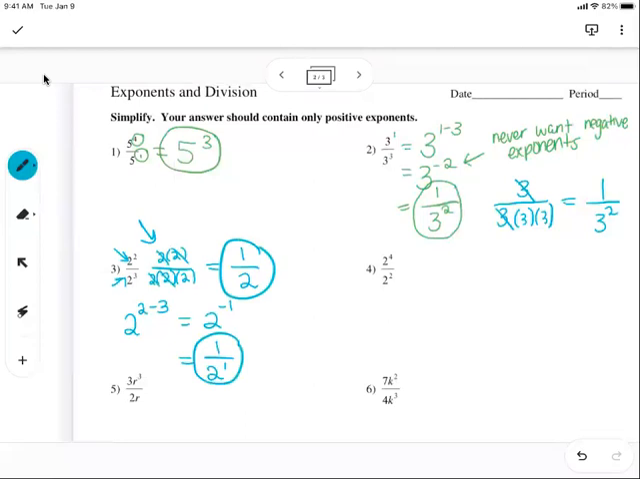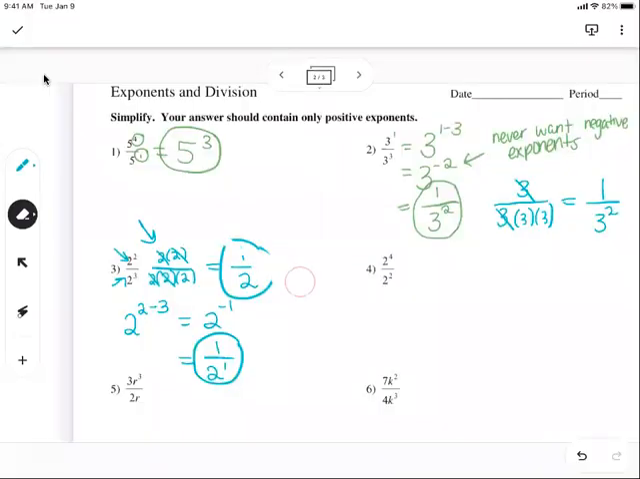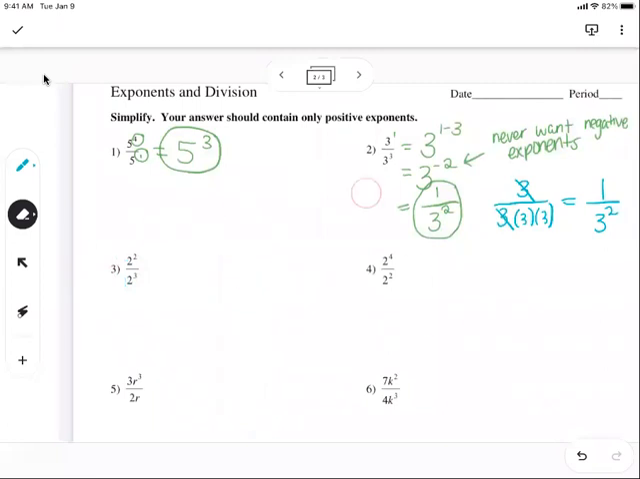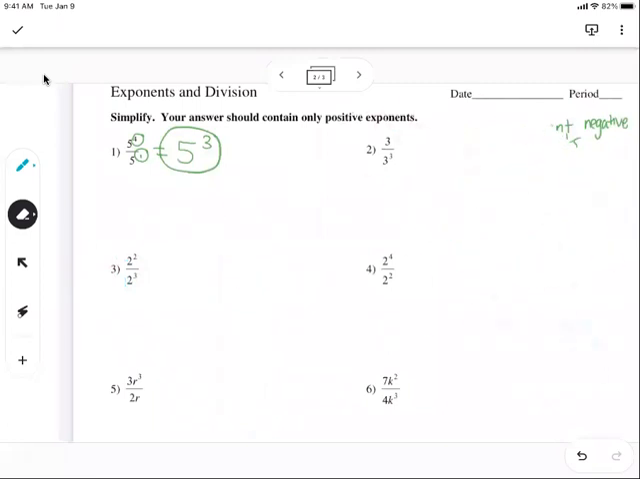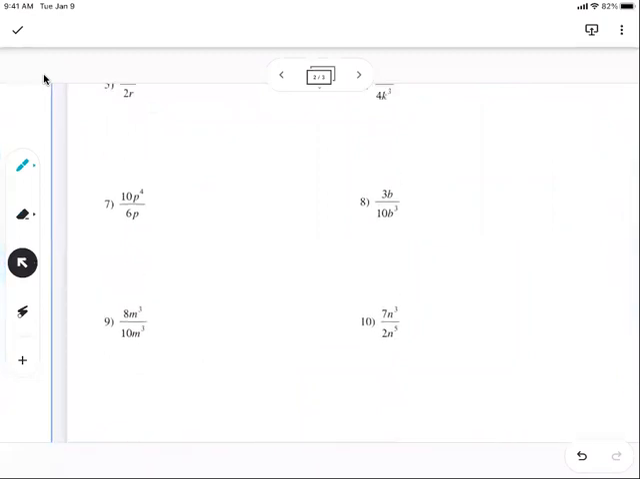So I'm going to skip number 4 because it's kind of similar. I want to do one that has a little bit more stuff going on here. So I'm going to do number 7.